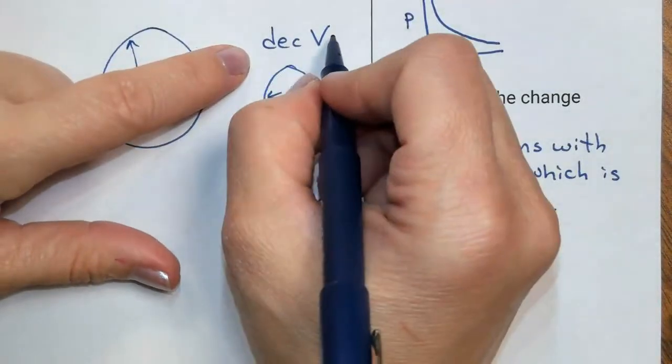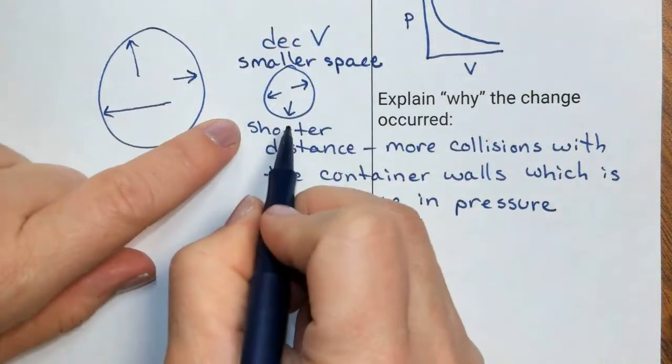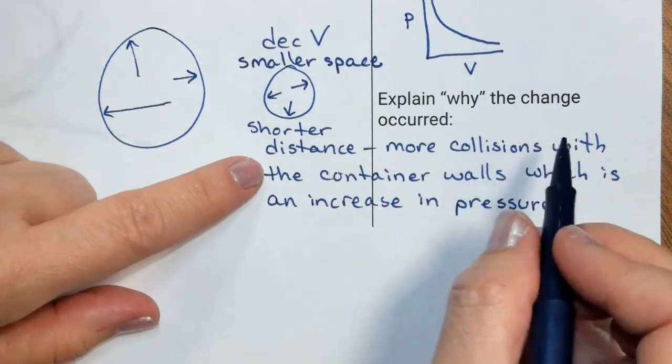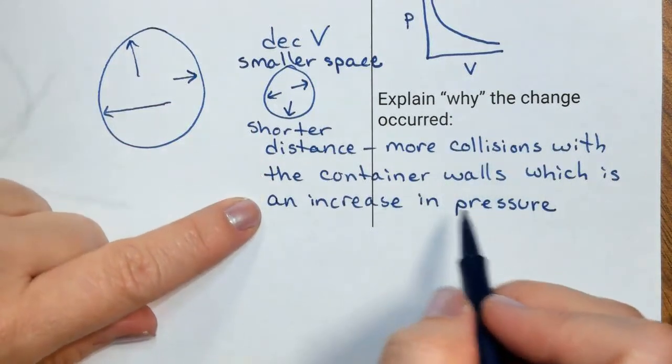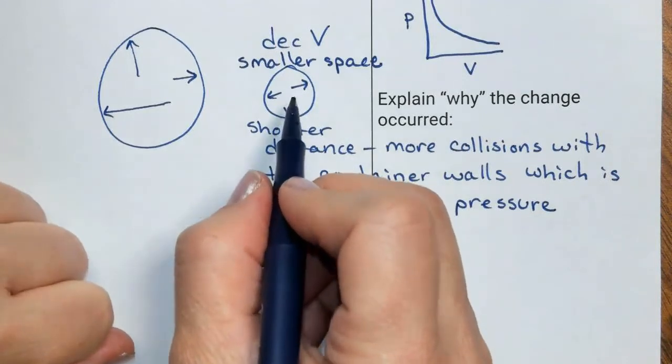So when you decrease the volume, you have a smaller space, which means there's a shorter distance for the particles to move, so they're going to collide with the walls more often in the container, which means we're going to have an increase in pressure. So decrease volume, increase pressure.